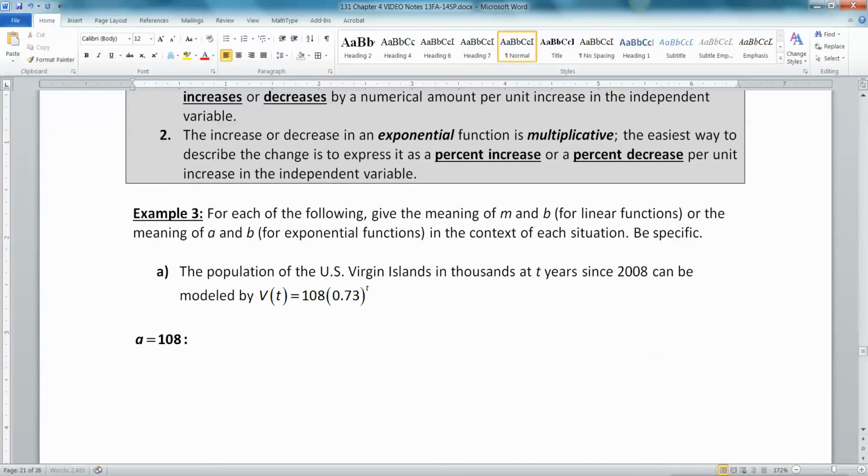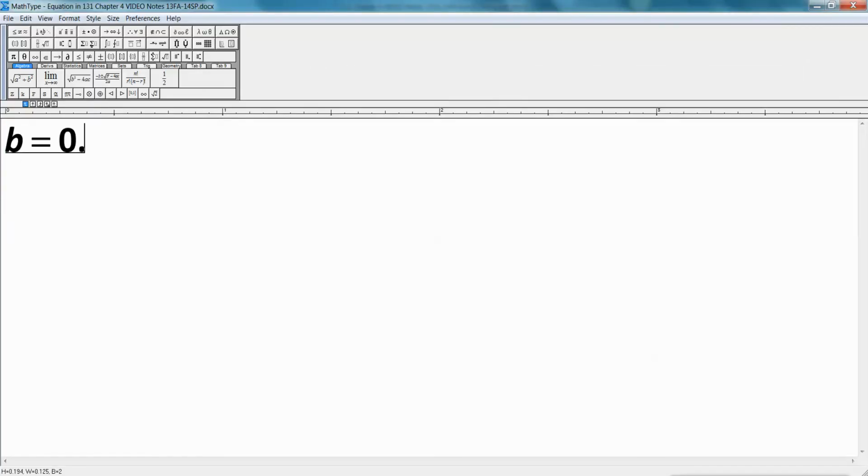What does that mean? The population of the U.S. Virgin Islands was 108,000, because it's in thousands, in 2008. All right, so there we've got A explained. Let's look at B. B equals 0.73.